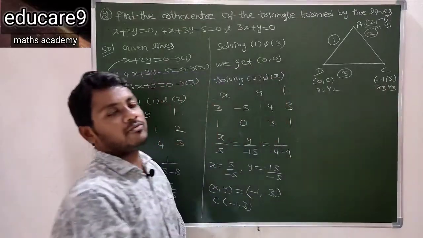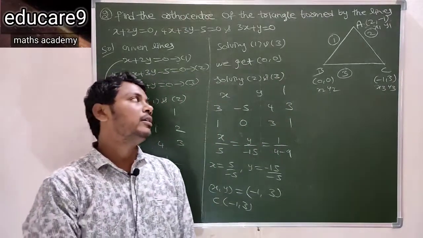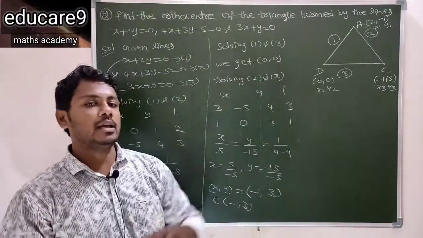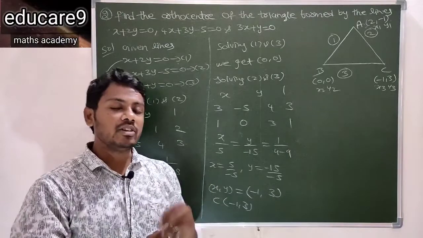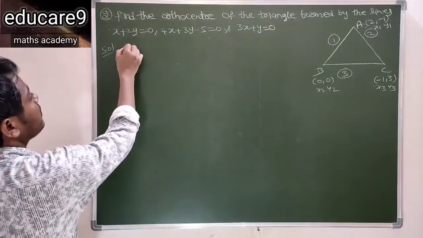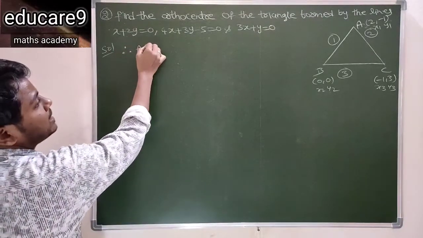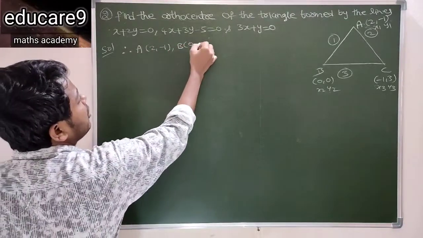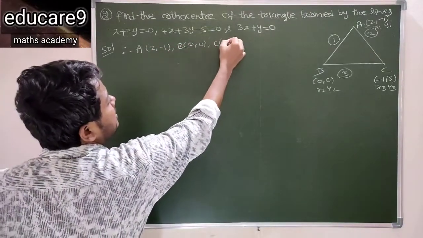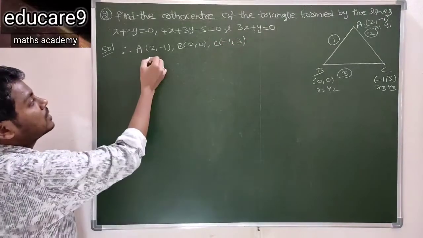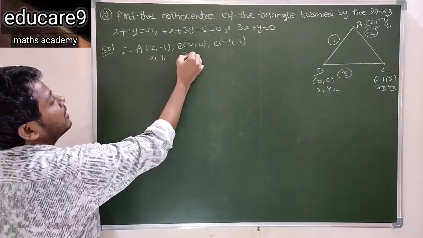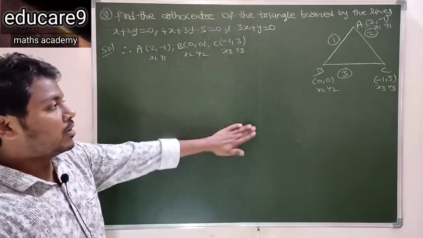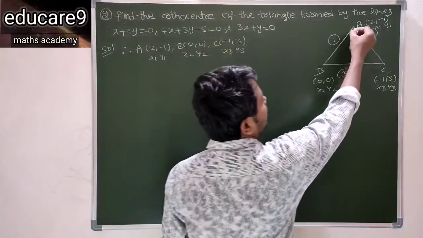So you know that if 3 vertices are given, then we can find the altitude through A and the altitude through B, and solving both of them you will get the orthocenter. So therefore vertex A is 2 comma minus 1, vertex B is 0 comma 0, vertex C is minus 1 comma 3. So this is x1 y1, x2 y2, x3 y3. Now first find the altitude through A.